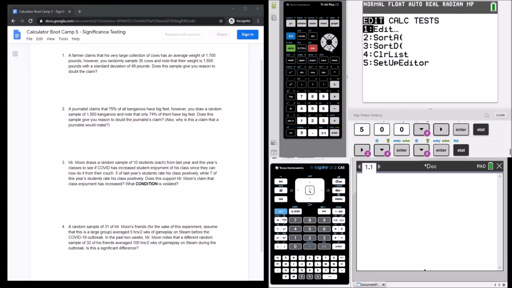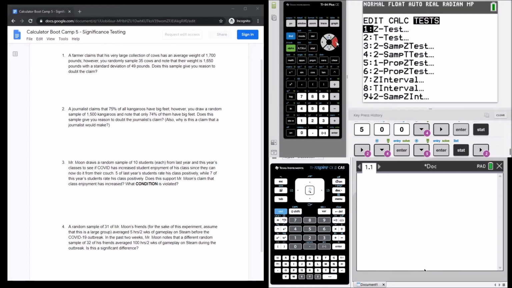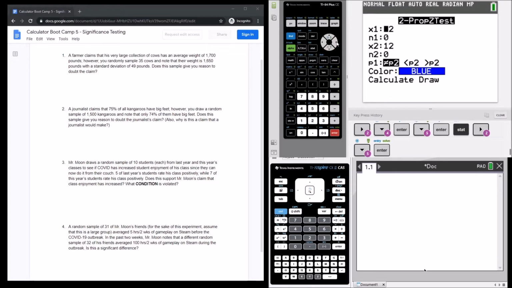So I'm going to show you how to do the test here. We are actually again going to go to test. This is another proportion case because I'm looking for the proportion of students that like the class. In this case we have two proportions. So I believe we are using a two proportion z-test. Yep. So our x1 was 5 successes out of 10 students from last year and 7 successes out of 10 students from this year.